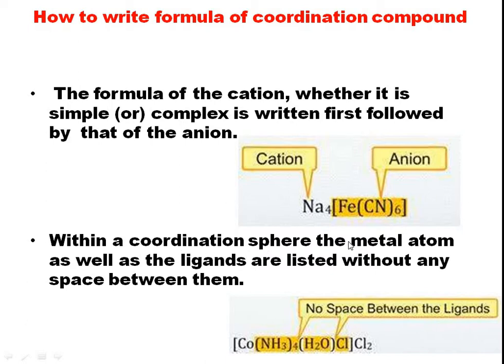Within a coordination sphere, the metal atom as well as the ligands are listed without any space between them. This bracket part is a complex part. In a complex part, there are two components, ligands and central metal atom. There is no space between the ligands.